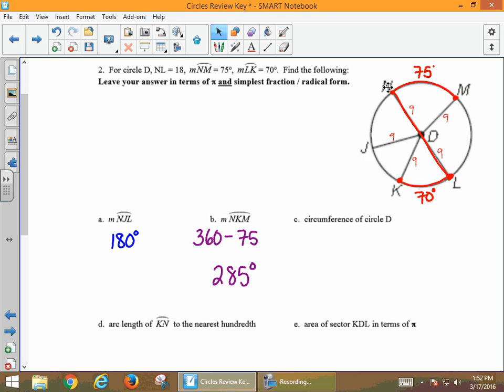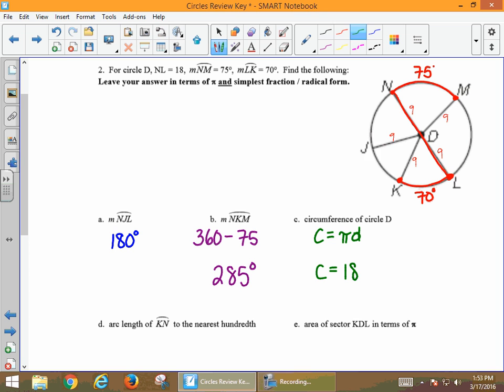Let's take a look at C. C wants us to find the circumference of D. Well, I know this formula: circumference equals pi times the diameter. The radius is 9, so the diameter is 9 plus 9, which is 18. So the circumference is 18, the diameter, times pi. So 18 pi is my circumference. If you wanted to see that as a decimal, you would take 18 and multiply it by 3.14, and I could turn that into some sort of decimal.